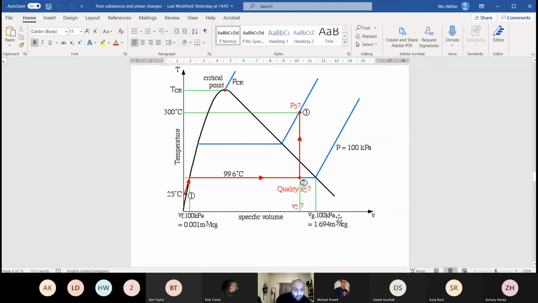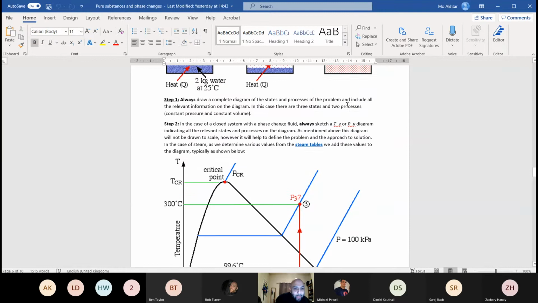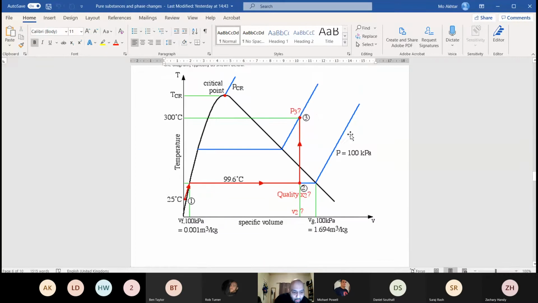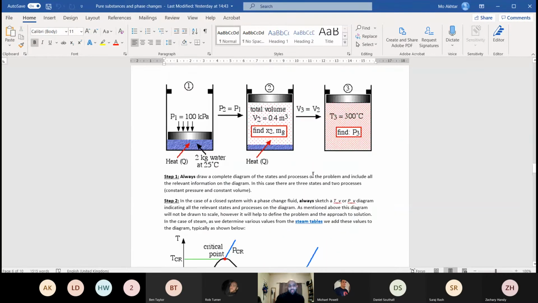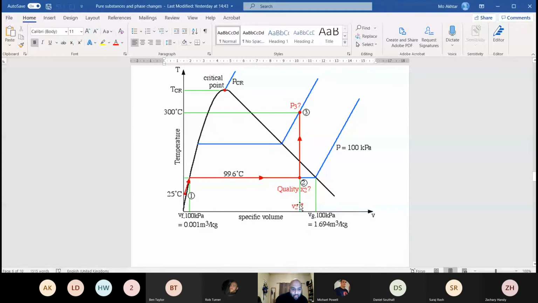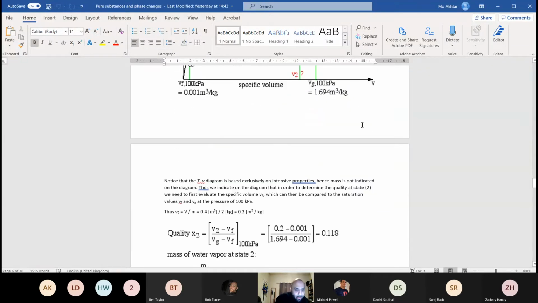So now you've got your VF and you've got your VG. So now you've got quite a lot of information here. You've not got what quality is. You've not got what V2 is. Now this is where you've got to be very careful. We know what the volume is, but we're not just concerned with the volume. We're concerned with the specific volume, which is the ratio of the volume to mass. So this is very easy to work out, it's just dividing. What we're going to do now is go to the next point here. Hopefully this made sense anyway.